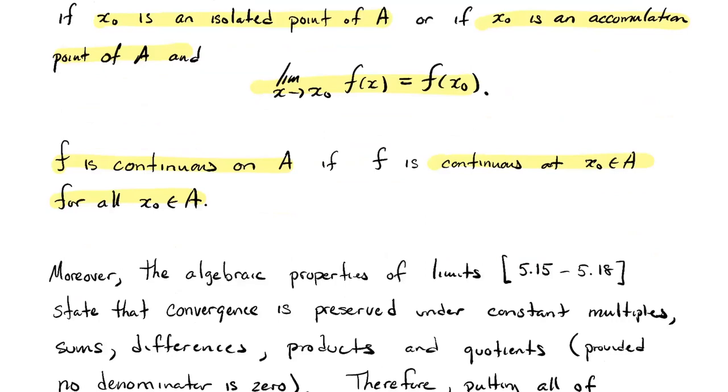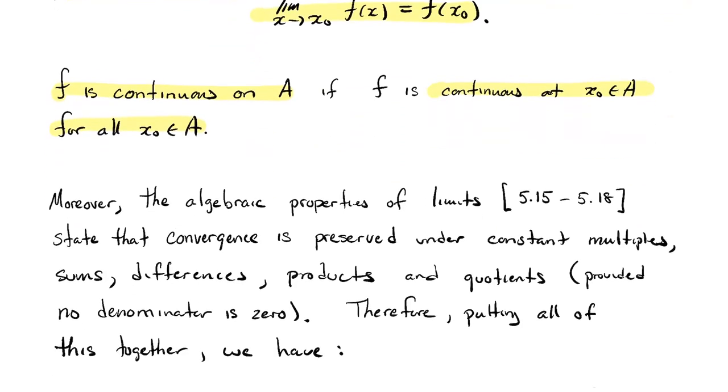This is sort of a summary of what I was talking about at the opening of the lecture. The algebraic properties of limits were earlier developed in this chapter. The results are results 5.15 through 5.18. There are things about constant multiples of limits, sums of limits, differences of limits, products, quotients of limits, quotients provided the denominator is not zero, of course. Those algebraic properties say that convergence is preserved under all of them.